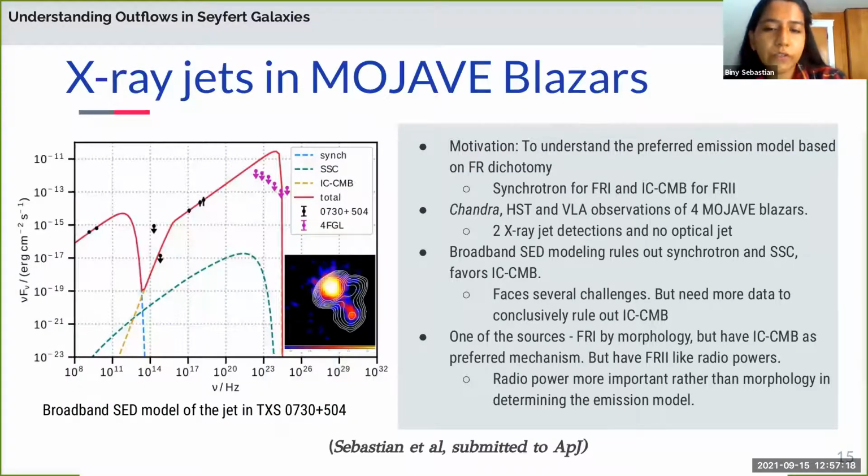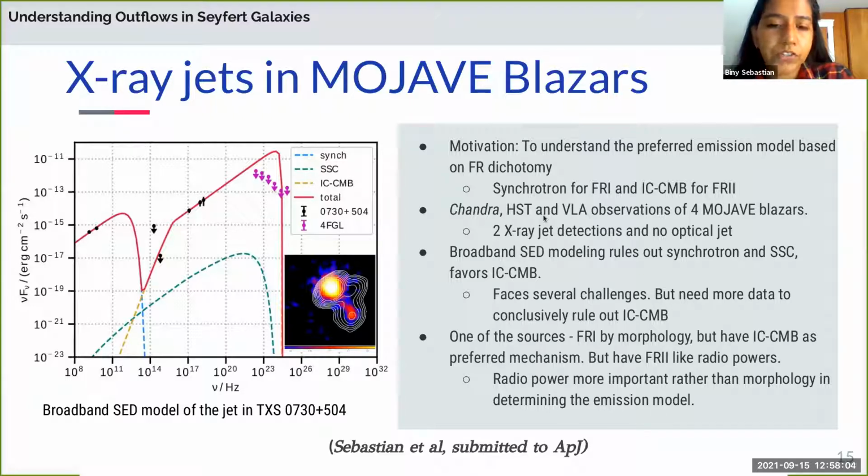So finally, I'd like to present just one more slide on the current work that I'm carrying out for my postdoc. It's unrelated to my thesis, but I thought some people might be interested. We were studying X-ray jets in 4 MOJAVE blazars using Chandra and HST data. The motivation was to understand the dichotomy in emission models based on the FR morphology. For instance, it was known that the jets in FR1 sources prefer a simple synchrotron model, whereas the FR2 sources often required an IC-CMB model. So we detected X-ray emission from jets in 2 sources.